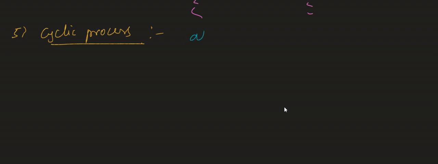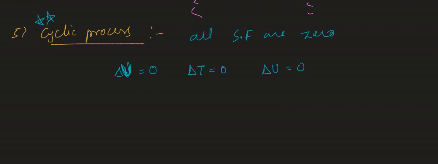Fifth point. The fifth process is nothing but the cyclic process. What is the meaning of cyclic process? The initial point and final point both are the same. So what is the specialty of cyclic process? All state function values are zero. For example, delta V is 0, delta T is 0, because delta V, delta T, that is volume, temperature, or else internal energy, etc. All these are 0. Why? In a cyclic process, all state functions are 0.